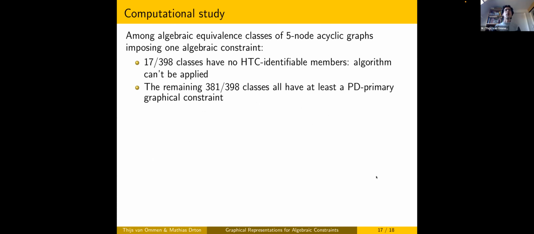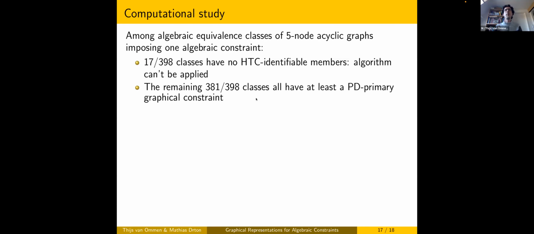So the result is that among all those equivalence classes, there were 17 out of roughly 400 for which there was no half-trek identifiable graph among the equivalence class. Then I couldn't run the algorithm, and most of those were too large to apply brute force methods or anything else. So for those, I don't have an answer.